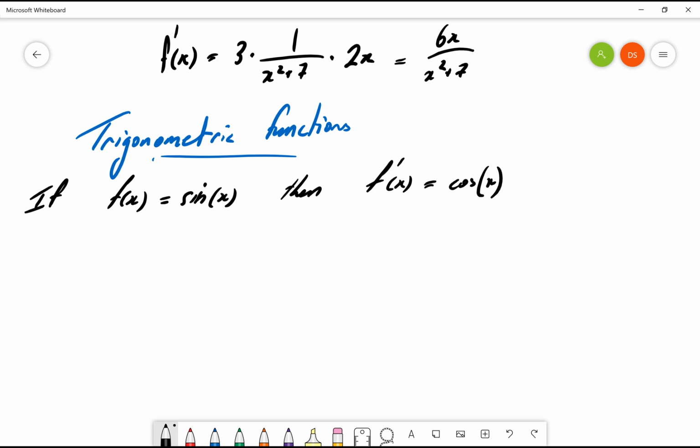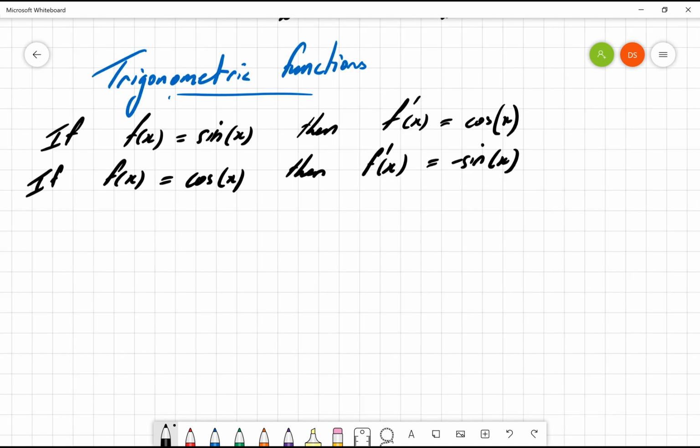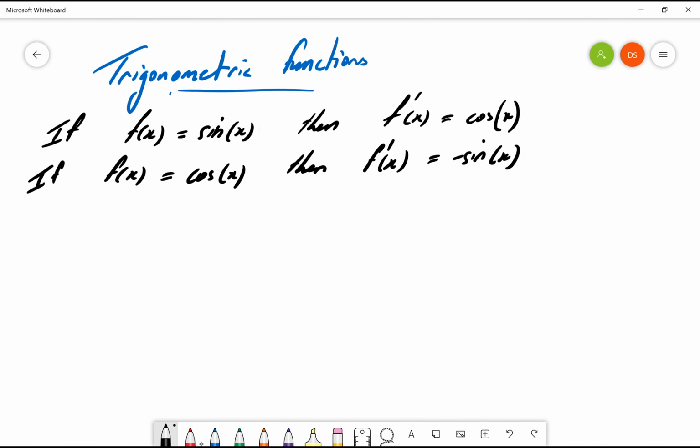Okay, I'm going to write a couple more. If f of x is equal to cosine of x, then f dash of x is equal to negative sine of x. So sine goes to cosine, cosine goes to negative sine, and then negative sine goes to negative cosine, and negative cosine goes back to sine. It's kind of a nice pattern. I won't write those for you though. These two are the most important. So similarly, let's try.